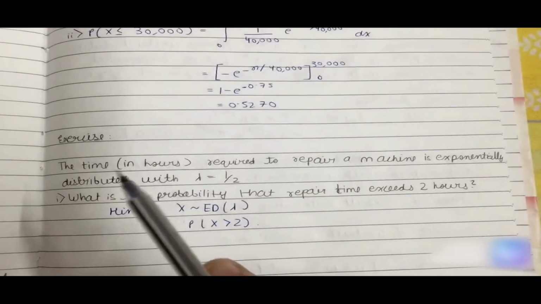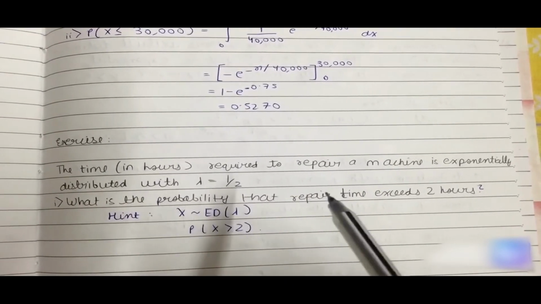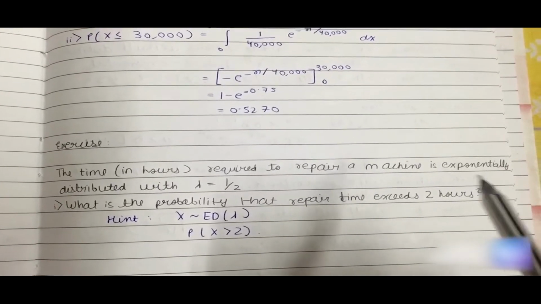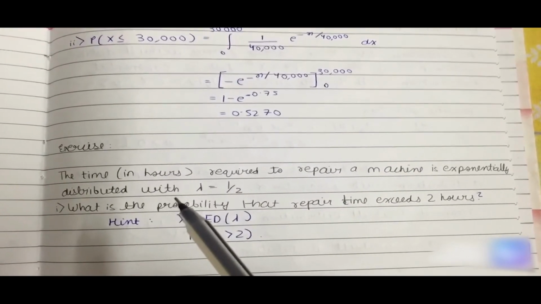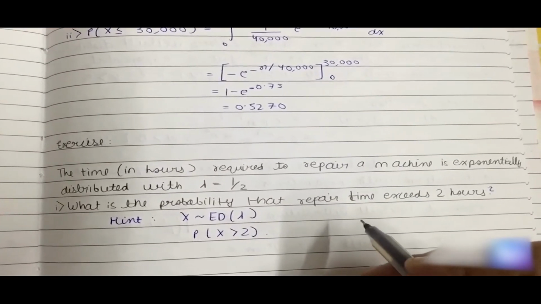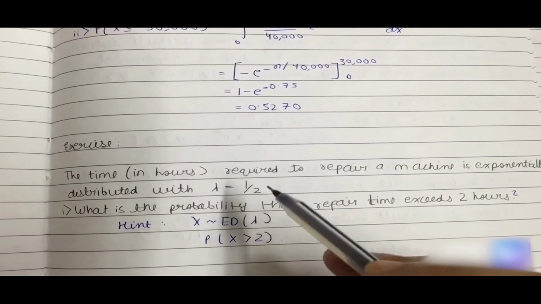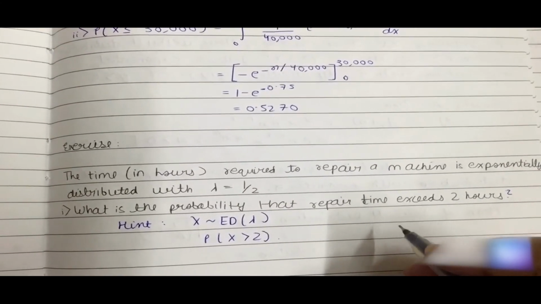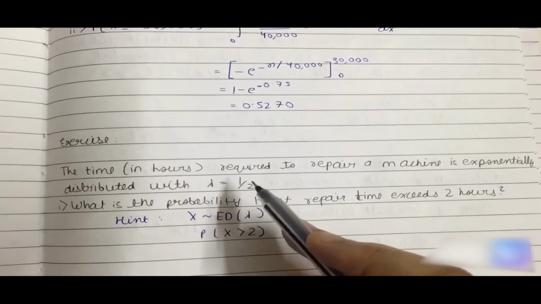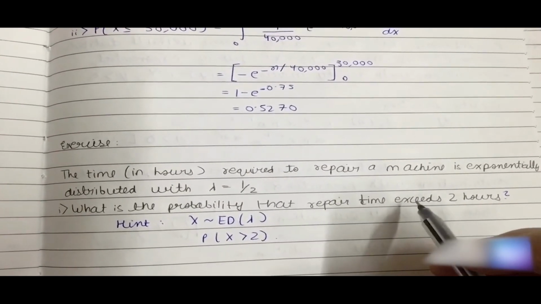As an exercise, there's a question which says that the time in hours required to repair a machine is exponentially distributed with lambda equal to 1 by 2. So here lambda is given as 1 by 2, which is the inverse of the mean. What is the probability that the repair time exceeds 2 hours?